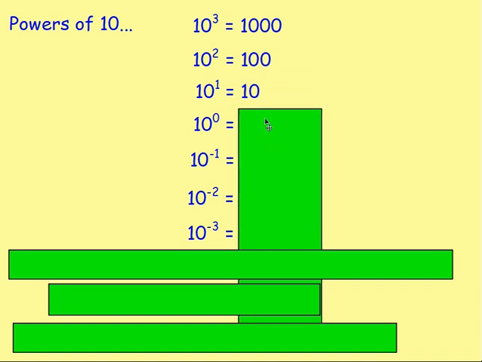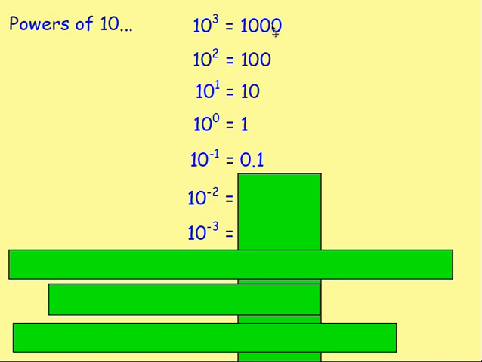10 to the power of 0. Anybody know 10 to the power of 0? Oh, anything to the power of 0 is just 1. Well done. Good. Let's have 10 to the power of negative 1 then. What's 10 to the power of negative 1? You could write that as 1 over 10 to the power of positive 1, which will be 1 over 10, and 1 divided by 10 is 0.1. Good, well done, it is 0.1.